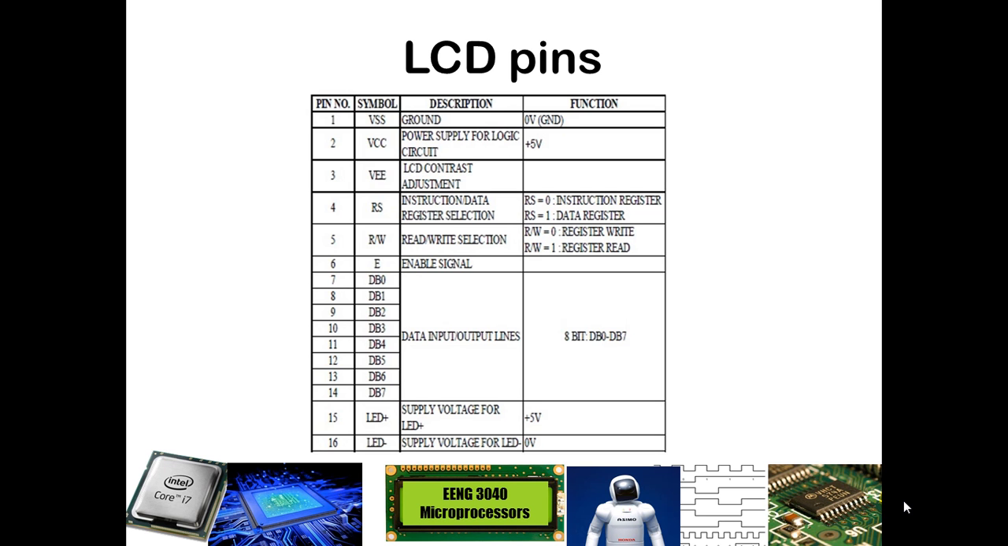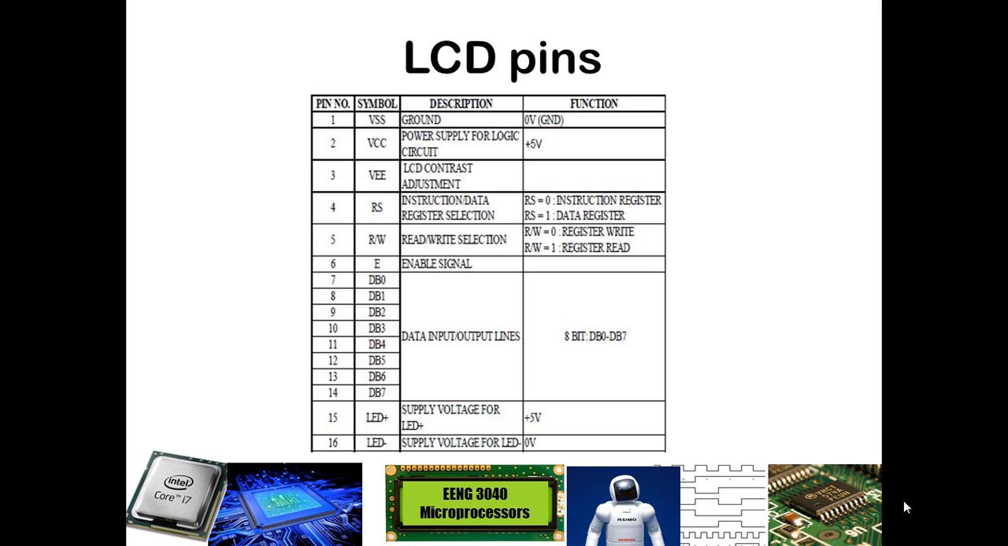The RS pin distinguishes between whether you are sending information that is an instruction, so things like clearing out the text or moving where your cursor is, or just how you're going to configure the display, or data. And the data would be what character you want displayed and where you want that to be displayed.